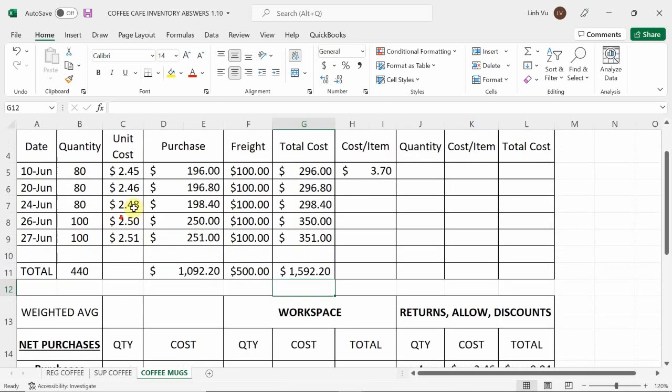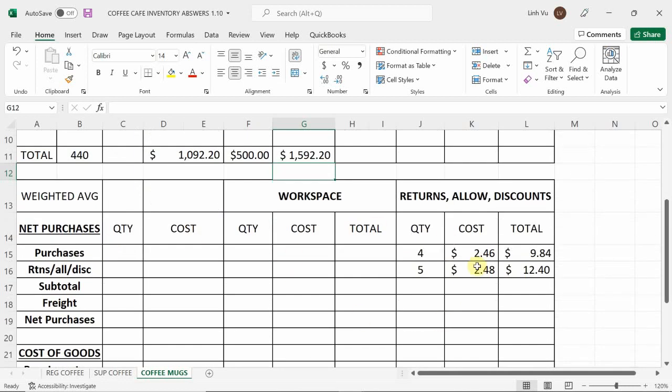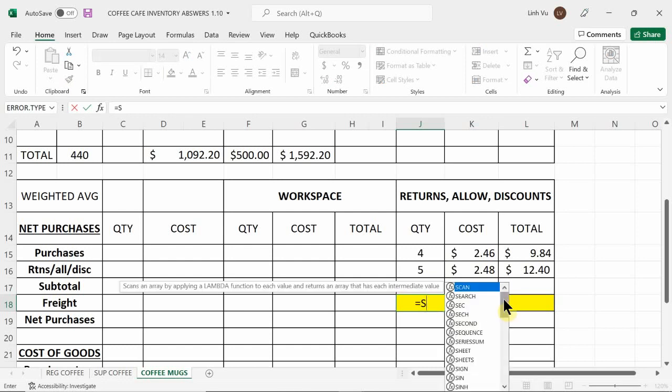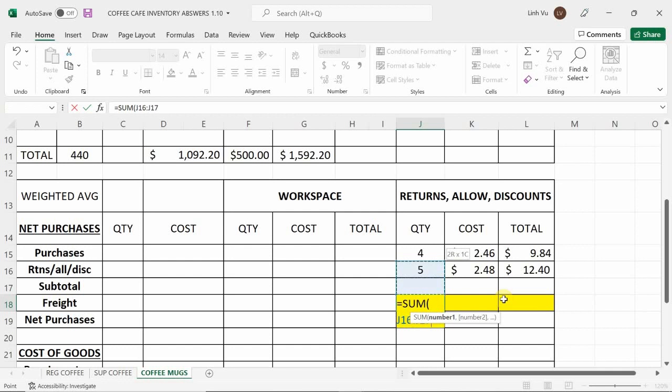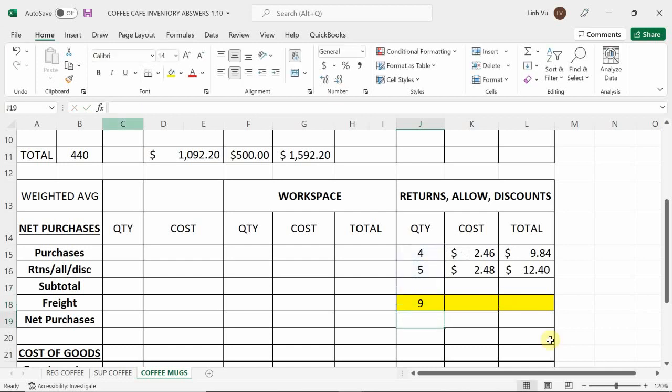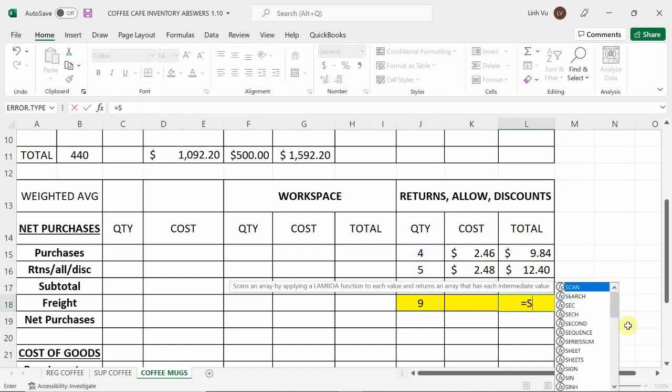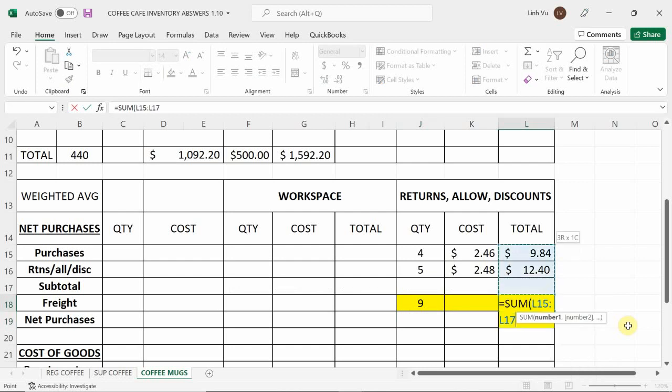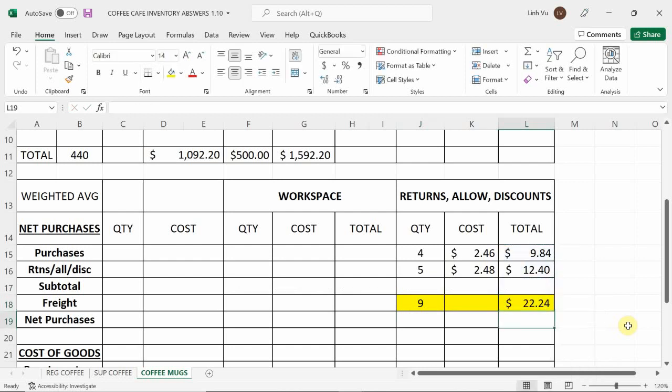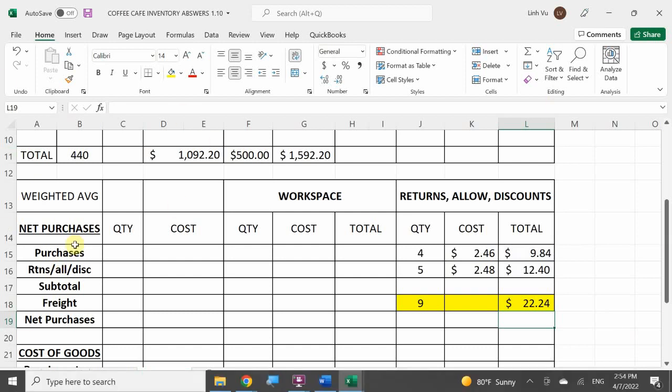Now, in this case, this is not what we have in grand total because we made some returns along the way. So let's go ahead and tally up what our returns are. I'm going to highlight this so you can know that this is a calculation. So what's my total amount of refunds? How many cups did I refund? 9. You returned 9 at a grand total cost of 22.24.